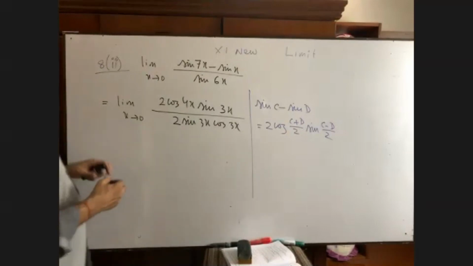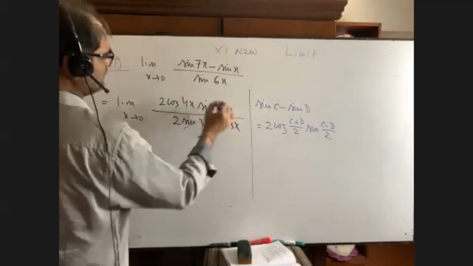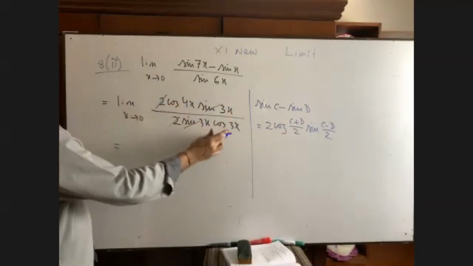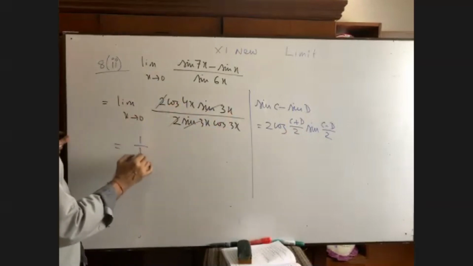So what you're getting here, sin 3x, 2 omitted. Now put x equals 0, cos 0 by cos 0, that is 1 by 1. Your answer is 1.